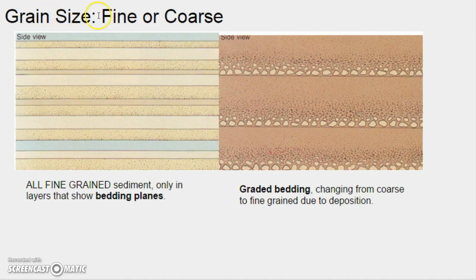Here we can look at grain size. We can call it fine or coarse. Fine is just simply small, right? We can't see with the naked eye. These are all fine-grained layers. We can actually see very definitive bedding planes here.